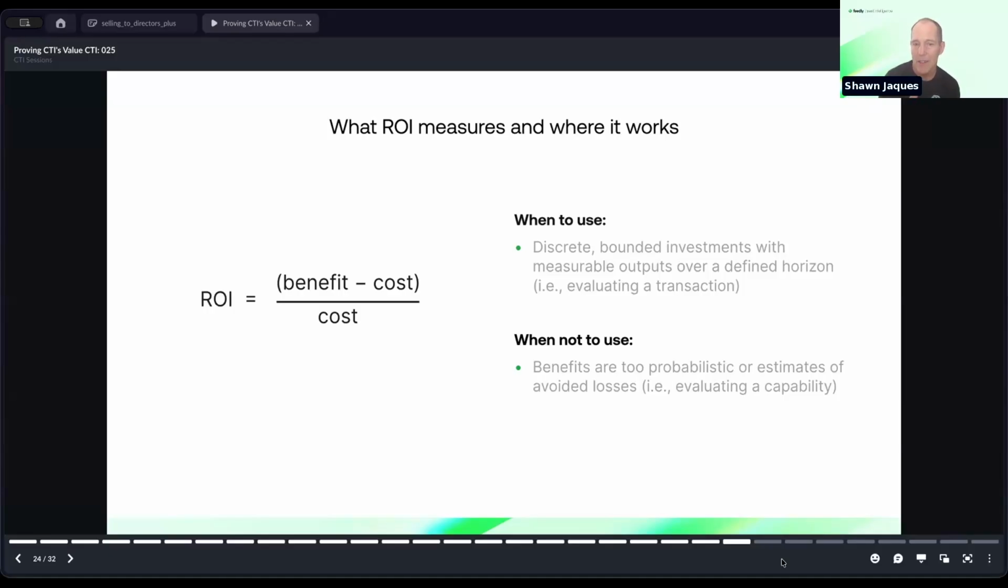It's best when you have discrete, bounded investments, so you know how much time it takes and you can measure the outputs. Things like a transaction are pretty clear. You know how much it costs, and you can estimate benefits to some degree. The question is, how many of those benefits should you include in the calculation, and how many are kind of outside of it? When everything's really probabilistic, or you're estimating the absence of an event that may or may not happen, then all of a sudden it gets less credible, and that definitely matters when you're trying to get approval for a purchase.